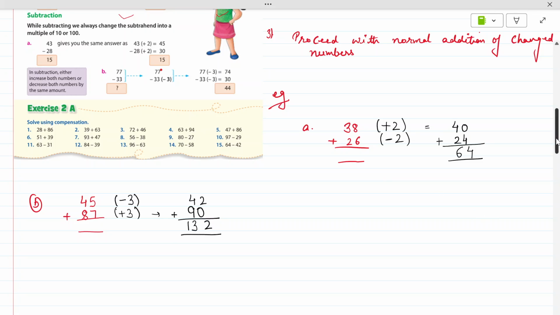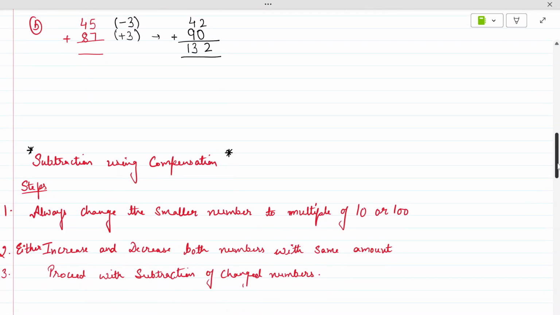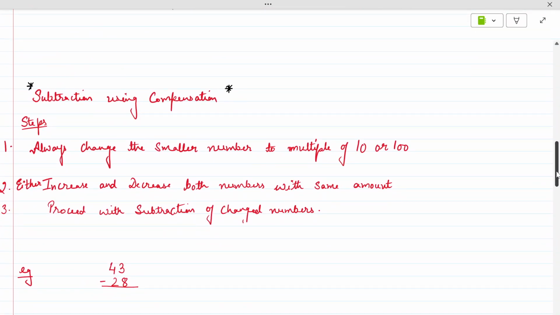Now we will do the subtraction using the compensation. Like we have learned addition, we can also do subtraction, but here the rules are different. So let's go through the steps first, the rules which we have to apply. The first step is always change the smaller number to a multiple of 10 or 100. So in the case of addition, we had to identify which number we have to change. But in the case of subtraction, we will always pick the smaller number and we will make it a multiple of 10 or 100. That is the first thing we have to do.